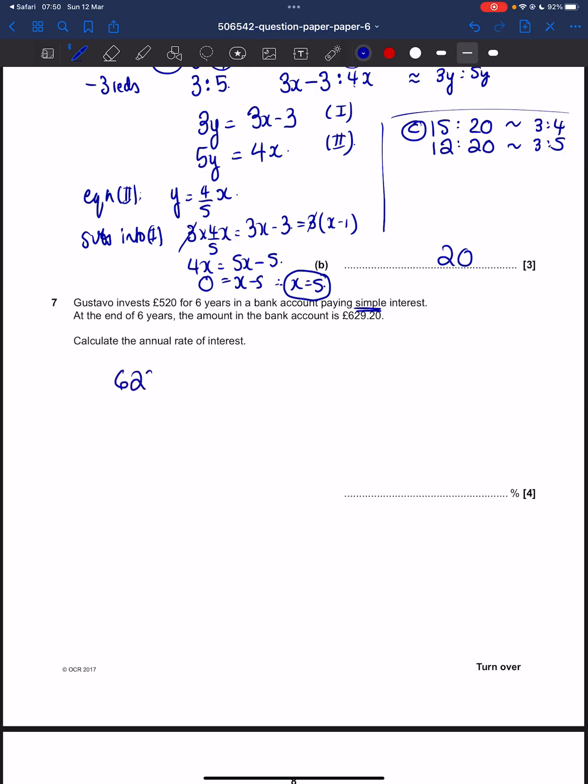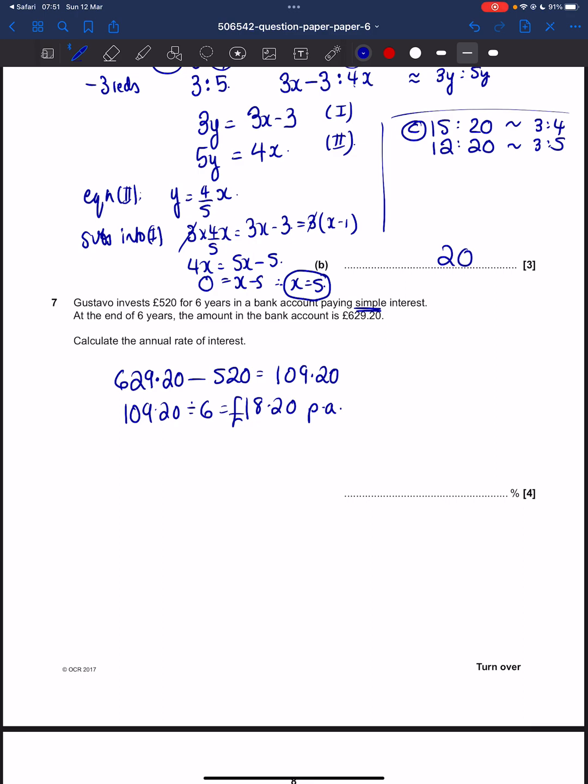So we do £629.20 minus 520, so £109.20. That's how much interest Gustavia has made in 6 years. So then we divide it by 6. £109.20 divided by 6 is £18.20 per year, per annum.